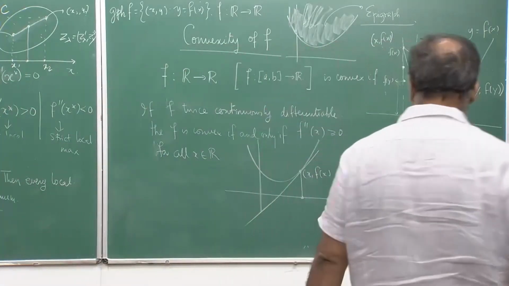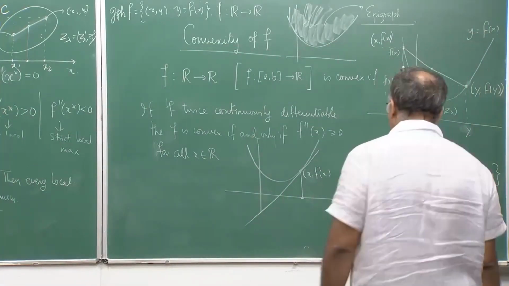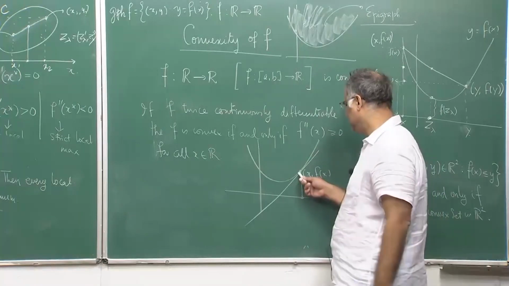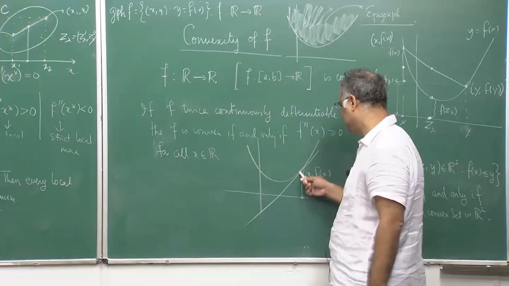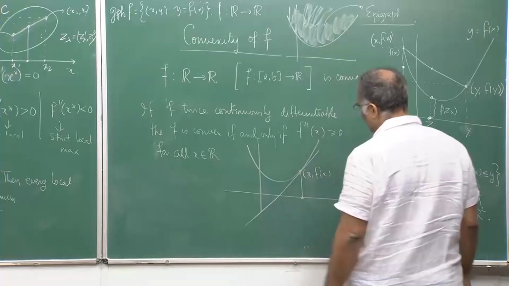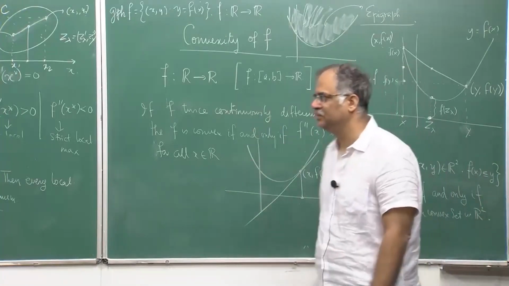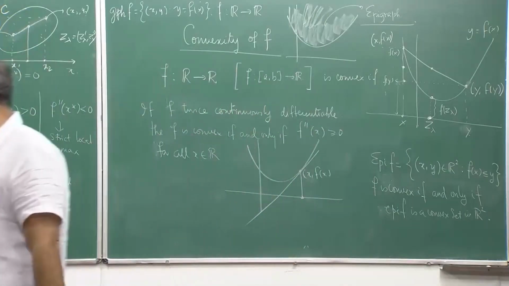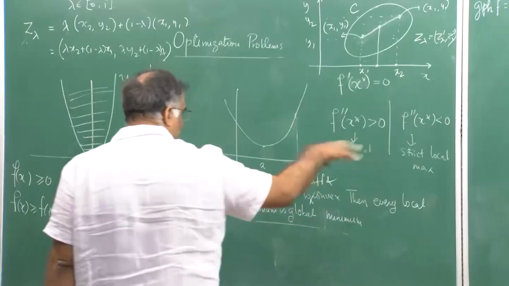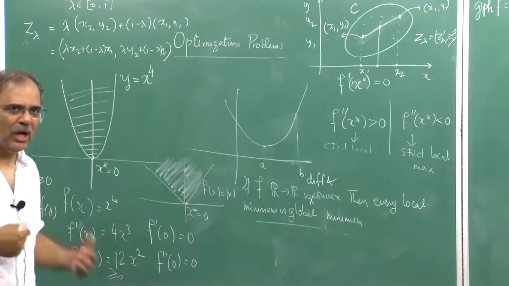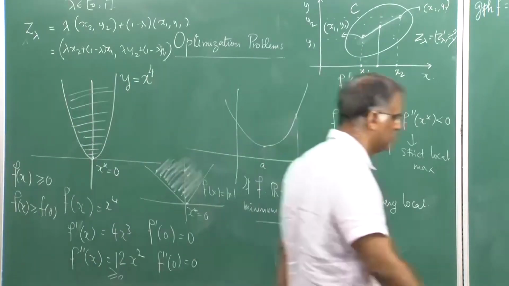Once I have drawn a tangent through x, f of x, observe what is happening. The tangent line is lying below the graph of the function, or lying below the epigraph if you want to say it like that. So, how do you express this fact?